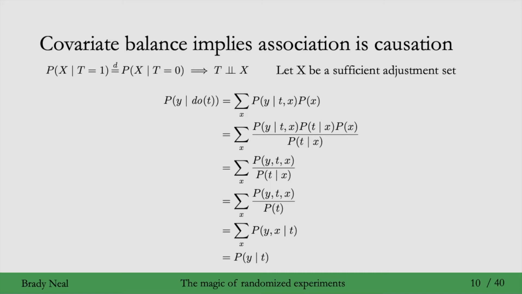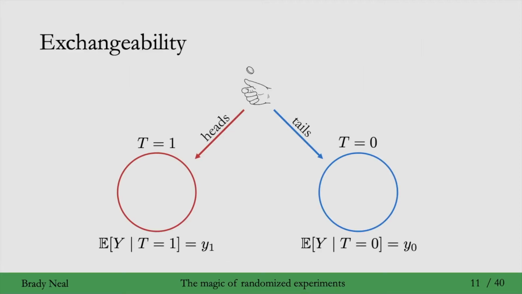Okay, so here's what we saw in this perspective of why randomization is magic. On the last slide, we saw that randomization implies covariate balance, and then on this slide, we saw that covariate balance implies that association is causation. So this covariate balance perspective gives us one way of seeing why randomization implies that association is causation. We'll now see two more perspectives on why randomization is magic, each of which will only take up one slide. So the next is exchangeability.